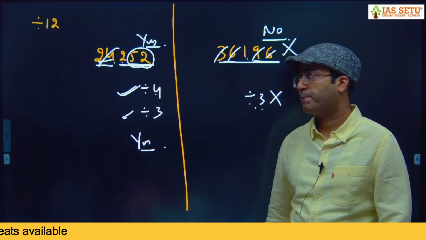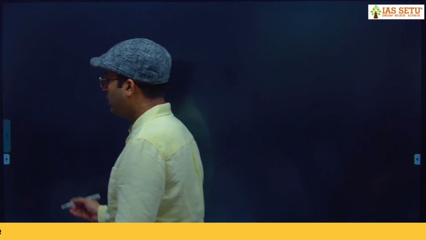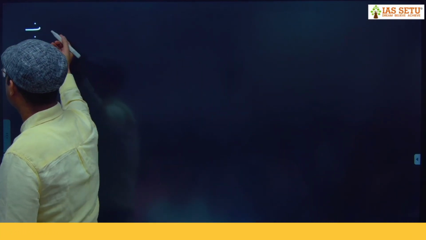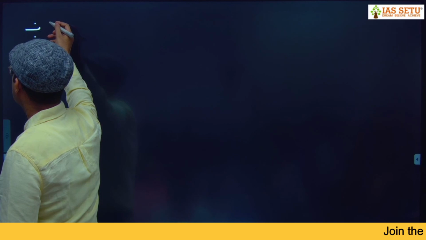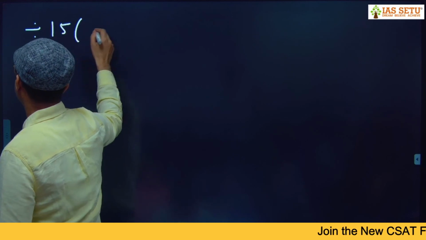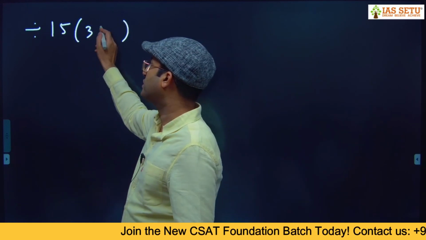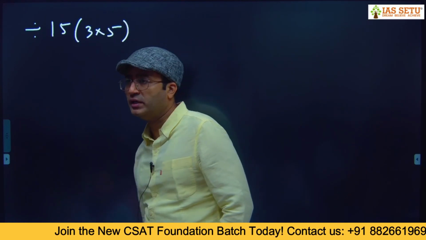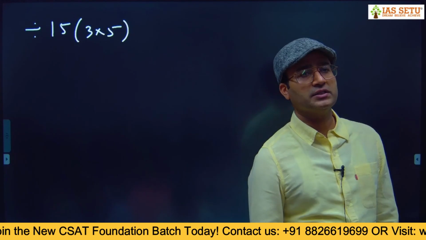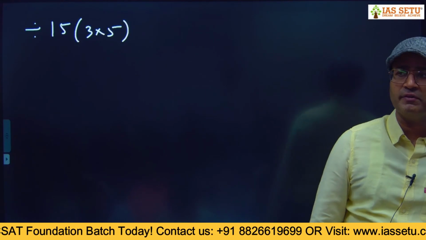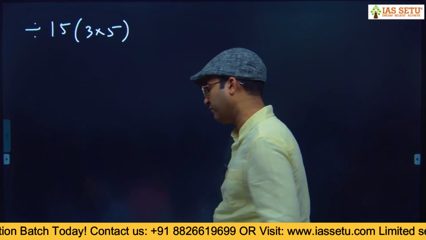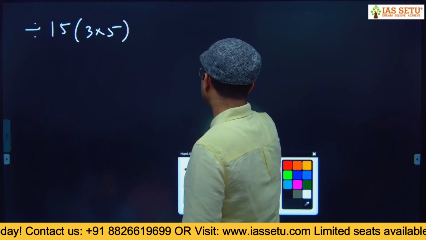Now next. Divisibility of 15. How do you break 15? 5 and 3. Because 3 and 5 are co-prime numbers, it means if any number is divisible by 3 as well as 5, that complete number is divisible by 15.